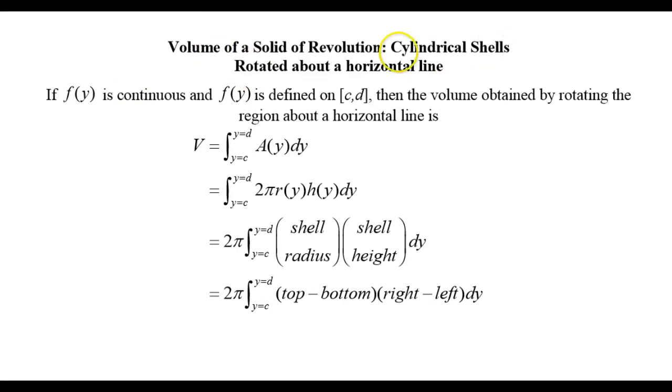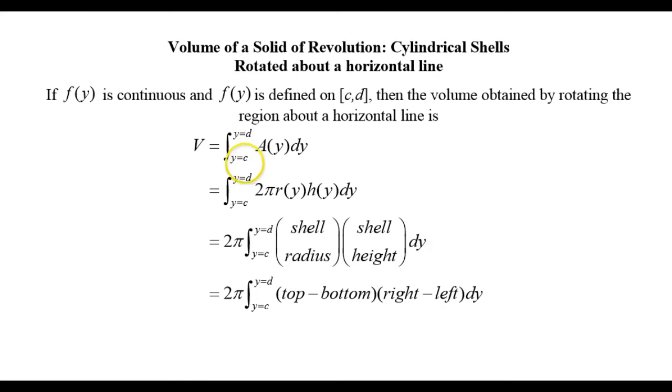Alright, so the shell method is not unique to rotating about vertical lines. We can also use the method of cylindrical shells to rotate about a horizontal line, so a line y equals a constant. And so if we're rotating around a line that is y equals, we're going to need a function in terms of y. And that function will need to be continuous and defined on c to d, where these are y values. Then the object obtained by rotating the region about a horizontal line is the exact same formula, but now everything is in terms of y.